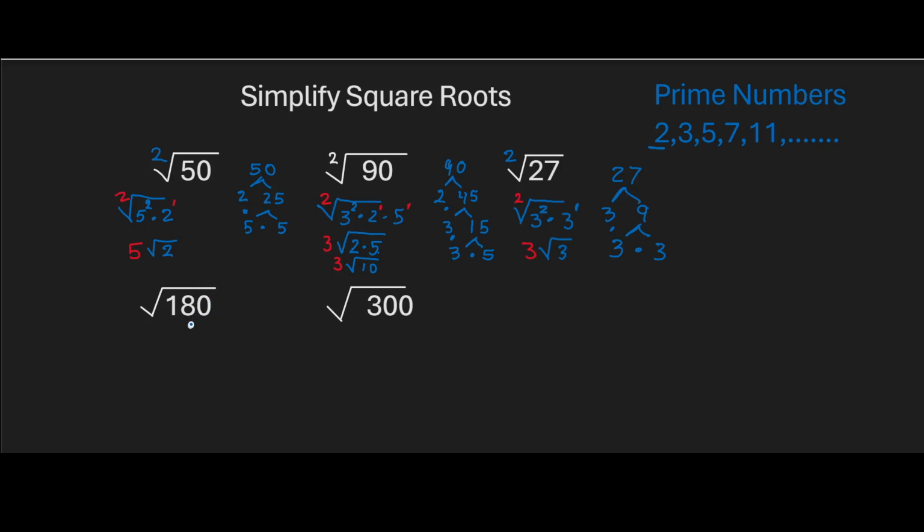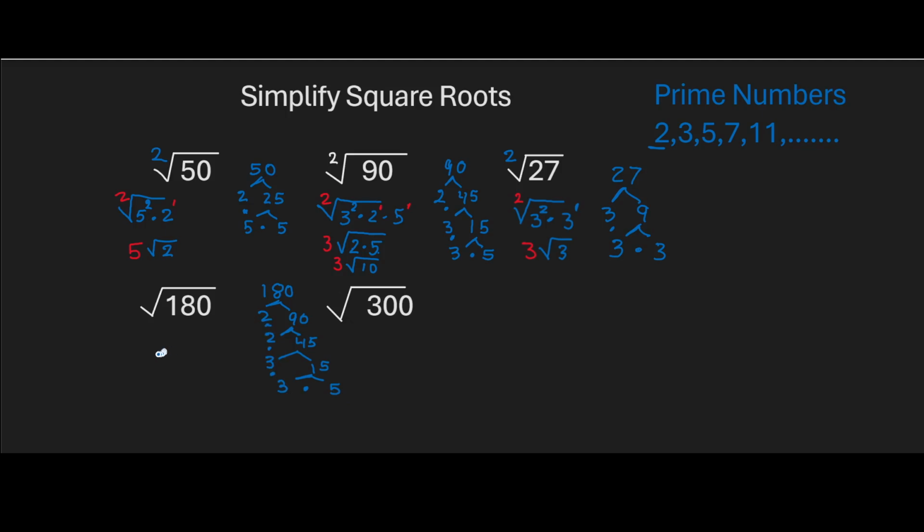Let's do the next one. Okay, so in this case, we have 180. And what I'm going to do is divide by 2. I'm going to get 90. 90 divided by 2, I'm going to get 45. And 45, I can divide by 3. I'm going to get 15. But I can still divide by 3. Then the answer should be 5. All these prime numbers is what we call the answer.